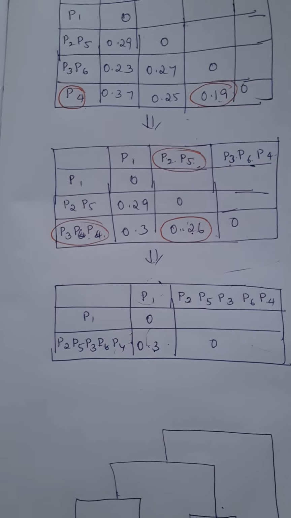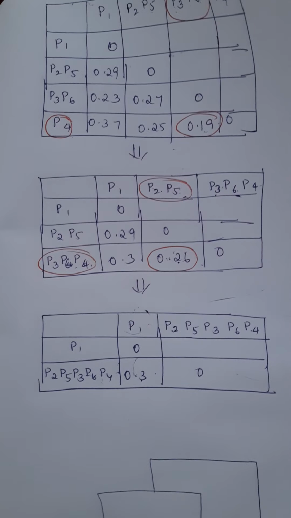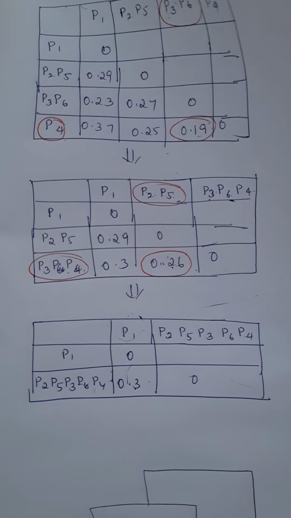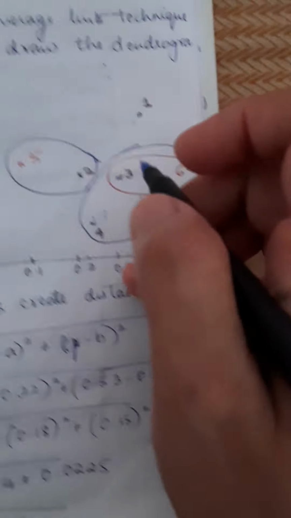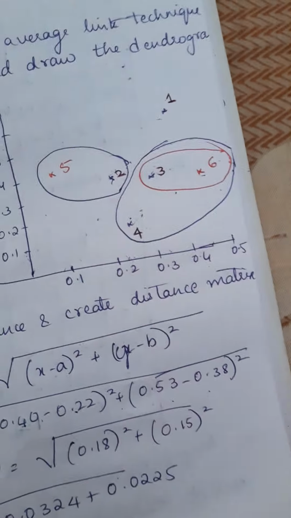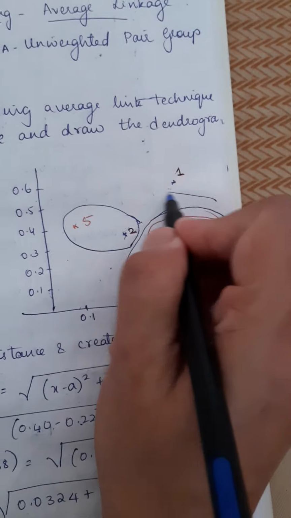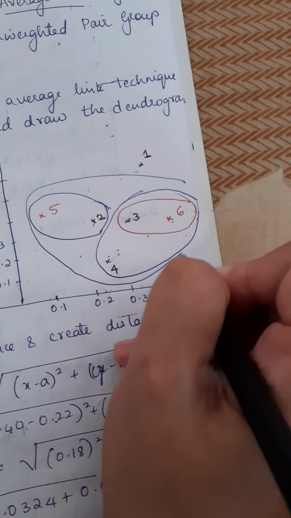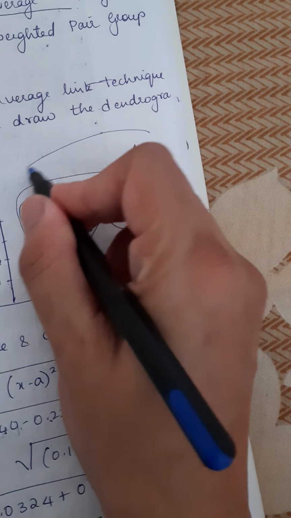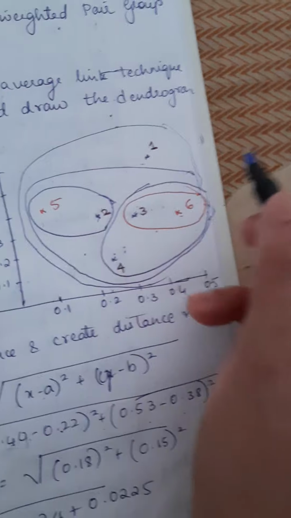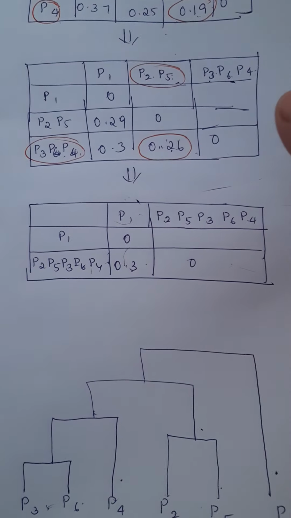So totally in agglomerative clustering, we have learned three techniques: single linkage, complete linkage and average linkage. This is the dendrogram, and here we merged. These two were merged as one cluster, and then finally with P1. This is the diagram. I hope this is clear to everyone. And your dendrogram. Thank you.